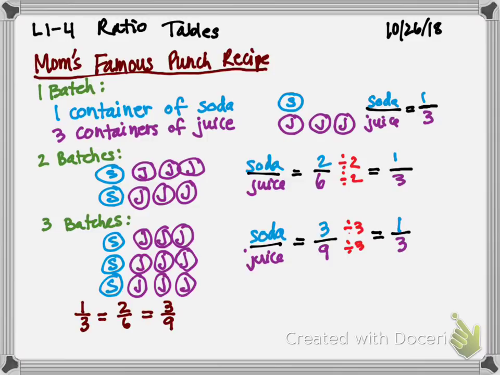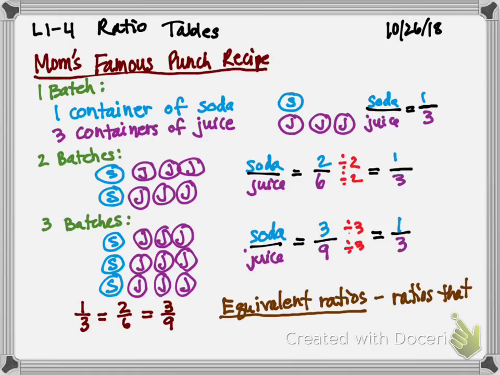So when I have ratios that always reduce down to the same amount, those ratios are called equivalent ratios. Remember, equal, valent, value, equal value ratio. So these ratios all have the same value. So we say ratios that simplify to equal the same value.